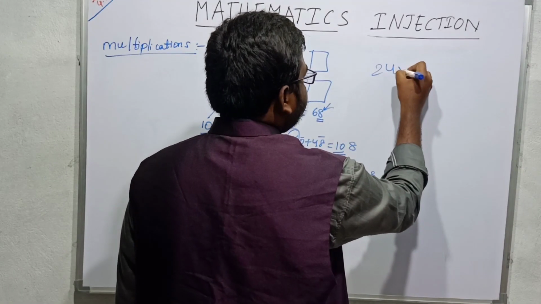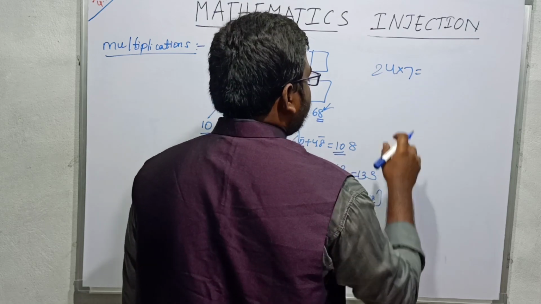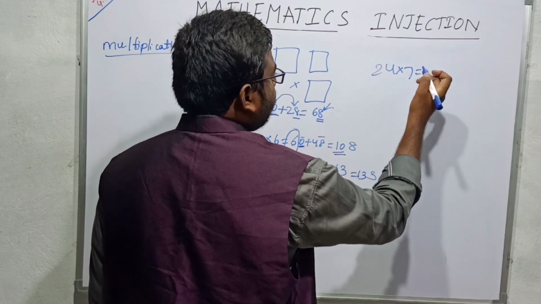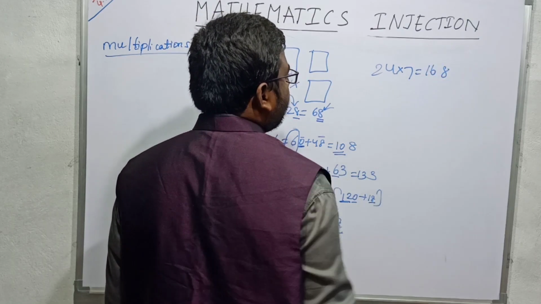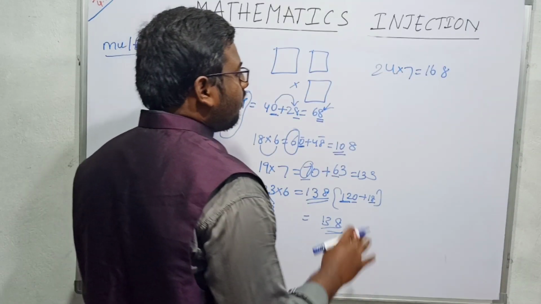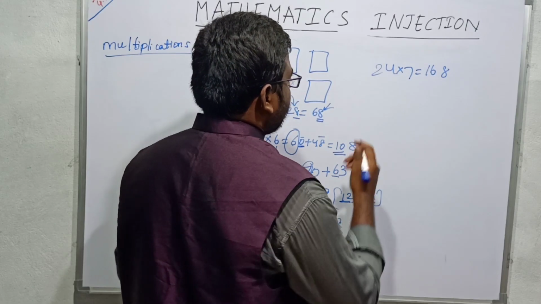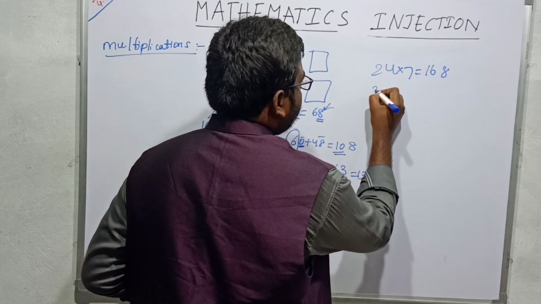For example, 24 into 7. What I will do is 7 2s are 14, 7 4s are 28. 14 plus 2 is 16, and 8 will be the unit digit. If you are not able to digest it fast, then I will write in a slow manner.